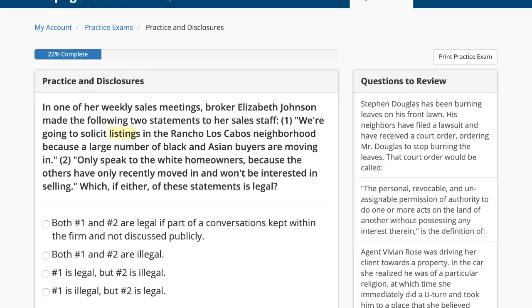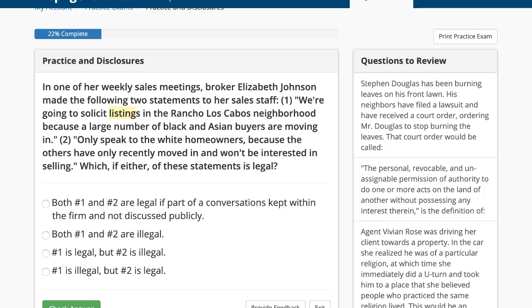In one of her weekly sales meetings, broker Elizabeth Johnson made the following two statements to her sales staff. 1, we're going to solicit listings in the Rancho Los Cabos neighborhood because a large number of Black and Asian buyers are moving in. 2, only speak to the white homeowners because the owners have only recently moved in and won't be interested in selling. Which, if either of these statements, is legal? A, both number 1 and number 2 are legal if part of the conversation kept with the firm and not discussed publicly. B, both number 1 and 2 are illegal. C, number 1 is legal but number 2 is illegal. And D, number 1 is illegal but number 2 is legal.